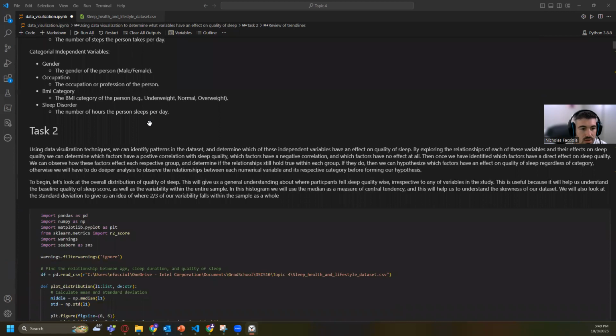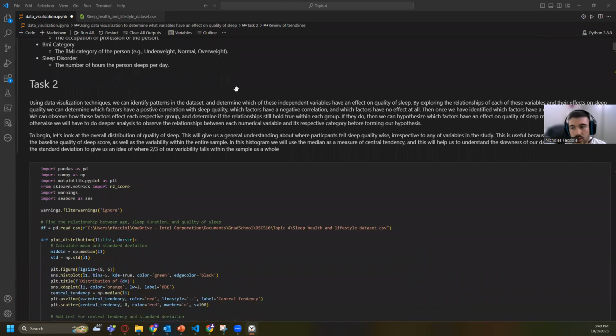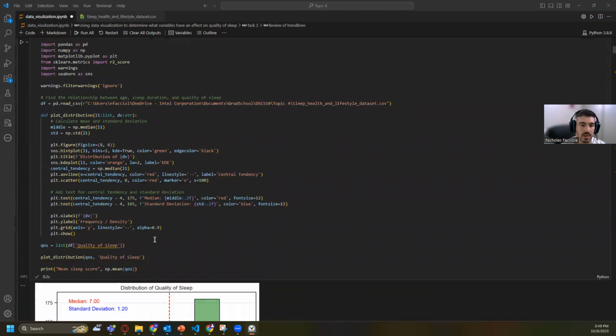So to start, what I wanted to do in task two was just identify the general distribution of the data set of the quality of sleep scores, regardless of any of the independent variables. So this would just give me an idea of where the data set fell as a whole, and then I can make some assumptions based on that.